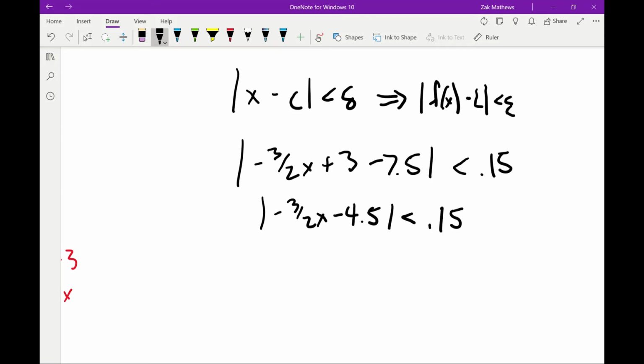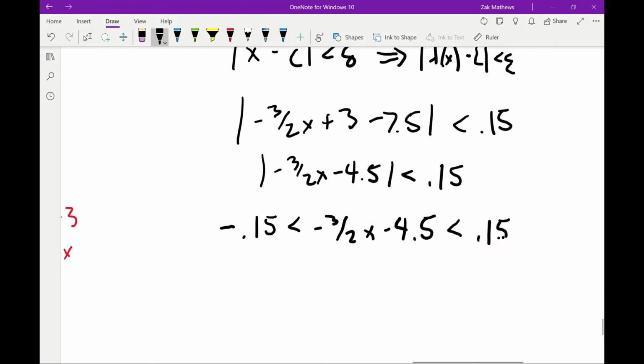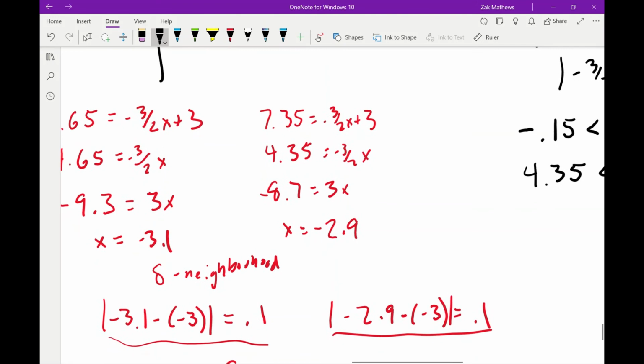And remember, if we have absolute values, we can drop those absolute values by creating the two-sided inequality, and we're going to have to do that. I'm going to have to set the interior of the absolute value greater than -0.15 and less than the positive 0.15. From here, I'm going to add the 4.5 to all sides, so we'd have 4.35 less than -3 halves x, less than 4.65.